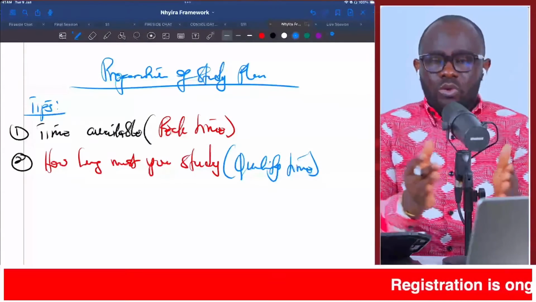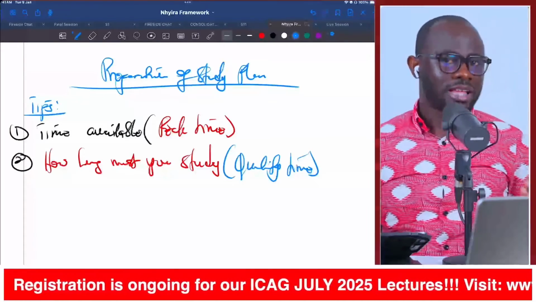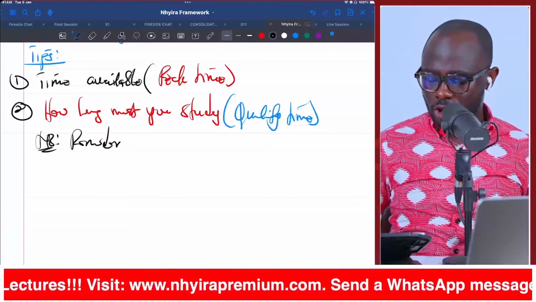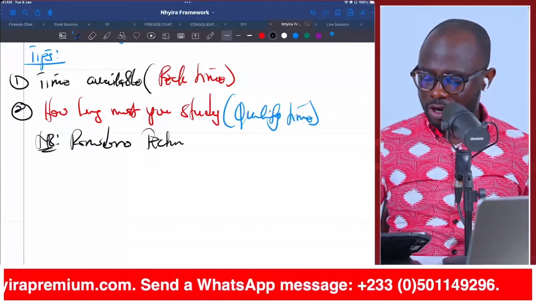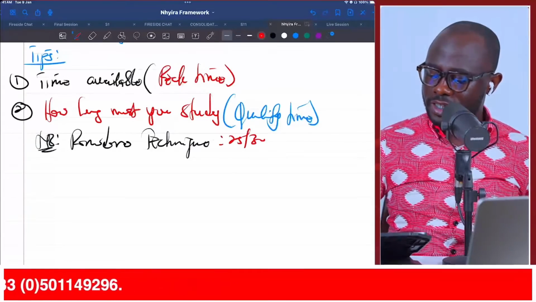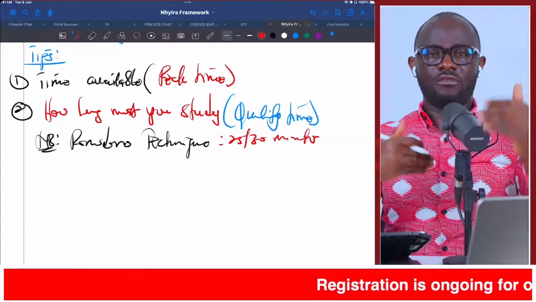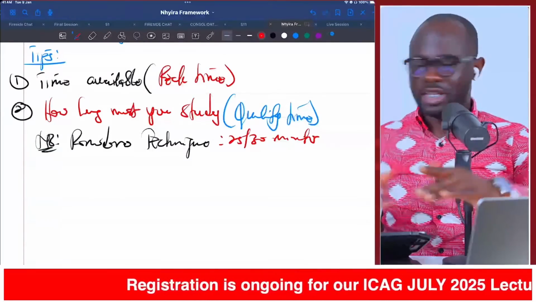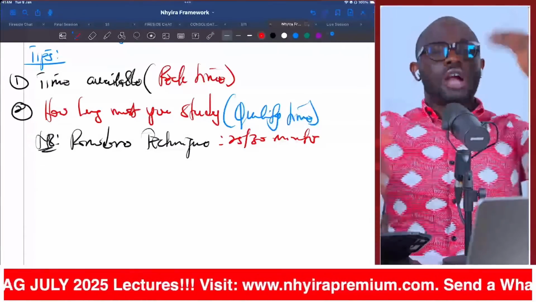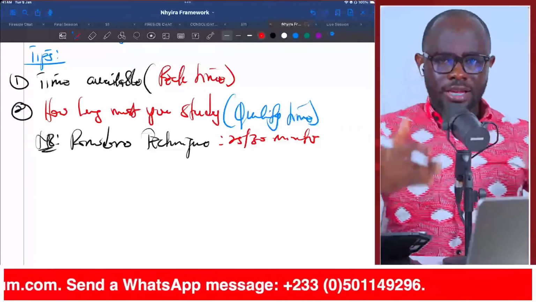So number 1, what is the time available? Your peak time. Number 2, how long must you study? Now remember, when studying, you have to apply what we call the Pomodoro technique. The Pomodoro technique is where you break your study time into 25 or 30 minutes. What does that mean? It means you study, and after 25 or 30 minutes, you get up. Then you freshen up, walk around a little bit, meaning you take a break. Then you come back. Another 25, 30 minutes, you get up. That's what we mean by the Pomodoro technique.